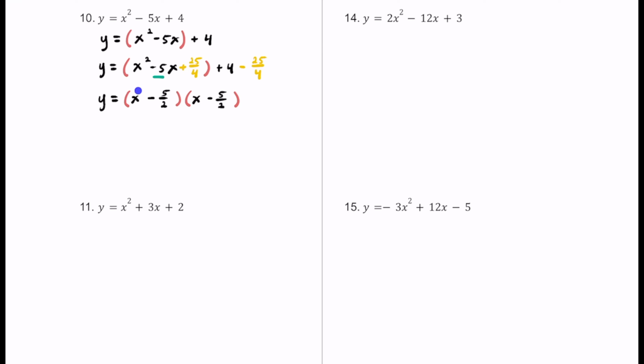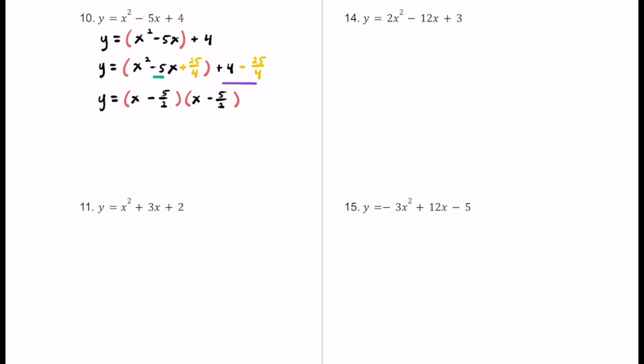But if you do x times x, x times negative 5 over 2, that's negative 2.5x. That's another negative 2.5x, which does make the negative 5x in the middle. And then negative 5 over 2 times negative 5 over 2 does equal positive 25 over 4. All right, so that does complete the square.